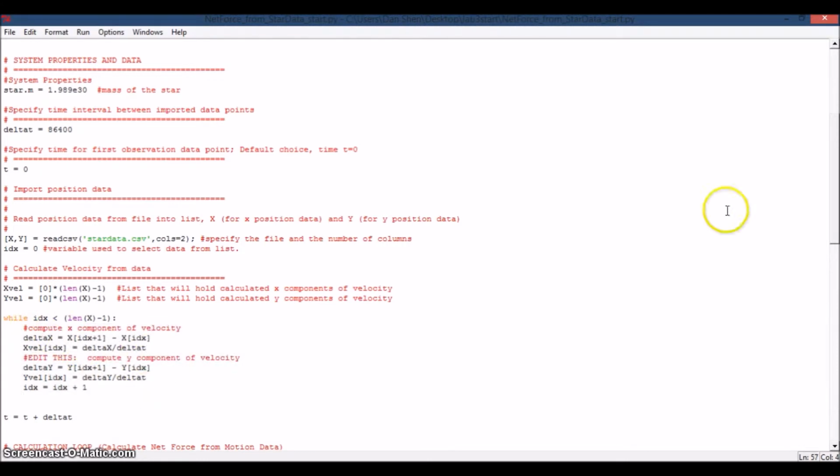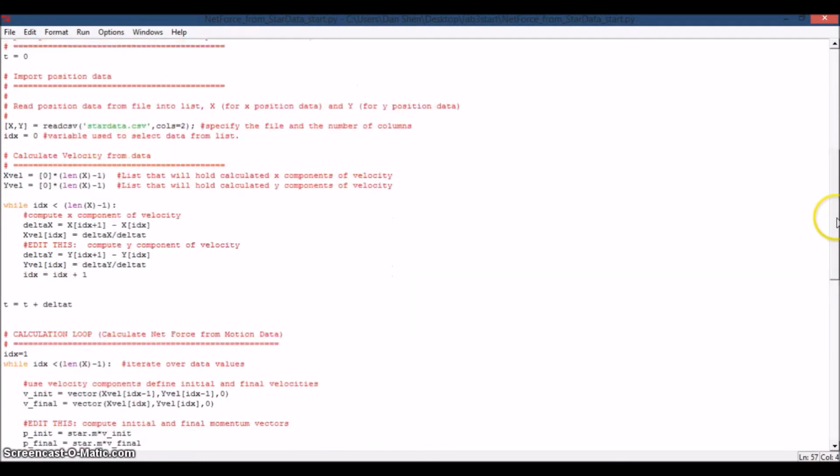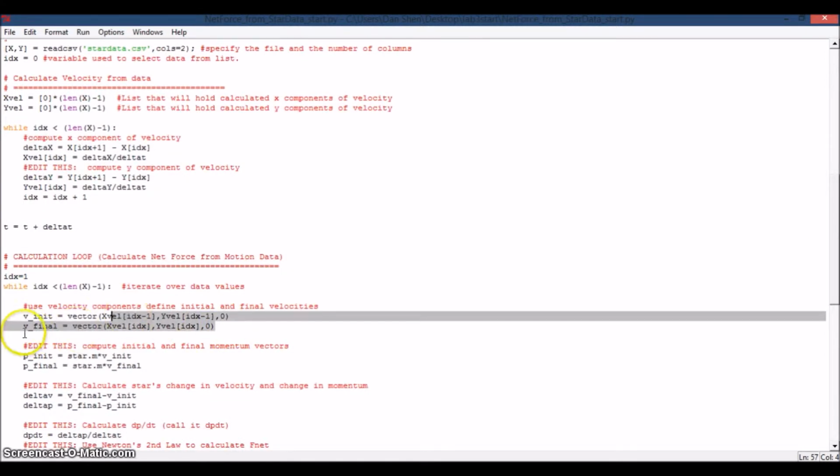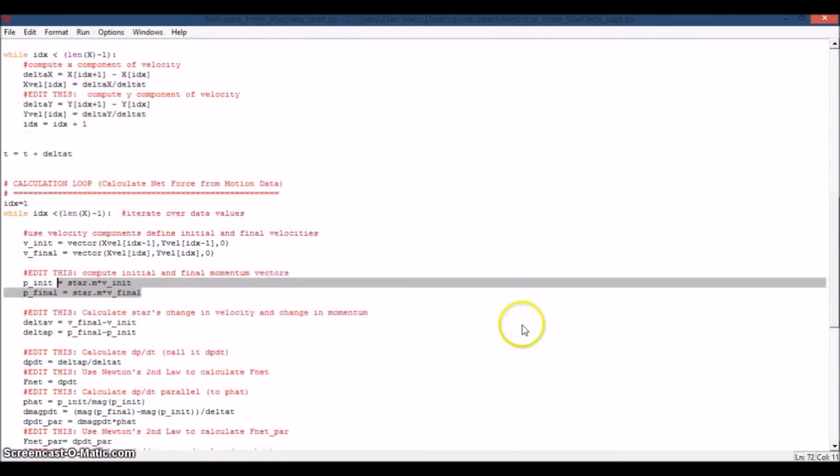While that code is iterating through the loop, it's going to use that data to help calculate the v initial vector and the v final vector over here. Now we're going to calculate the initial and final momentum by plugging in the corresponding initial velocity and final velocity. Then we're going to calculate the change in momentum by subtracting p initial from p final, and the change in velocity by subtracting v initial from v final.